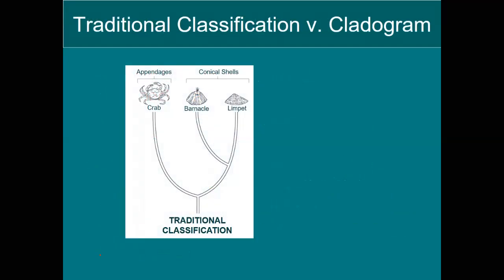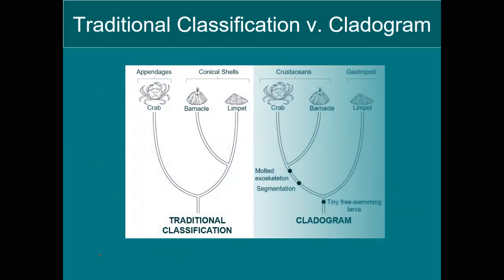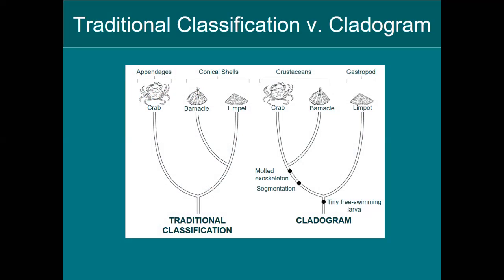In a traditional classification system, if you were to look at things like the crab, barnacle, and limpet, you would place the barnacle and limpet as being more closely related because they have conical shaped shells, and the crab looks quite different from the barnacle and limpet. But when we went back and started doing genetic analysis of these same 3 species, we started realizing that the barnacle was actually more closely related to the crab than it was to the limpet.